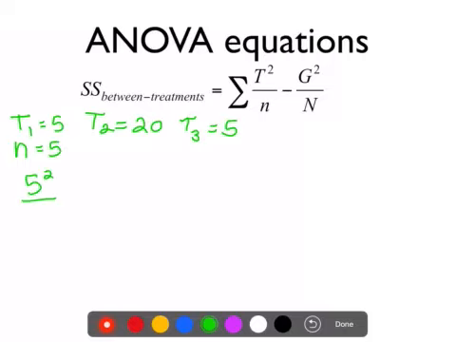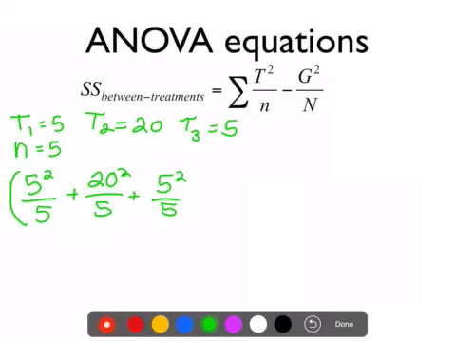So 5 squared divided by 5 plus, because we're doing sigma, we're adding it all together, 20 squared divided by 5 plus 5 squared divided by 5 minus, we've already done this piece, but if you cared to do it again, it would be 30 squared divided by 15. We already know that that's 60, so I'm just going to move on to 60 in the next bit.